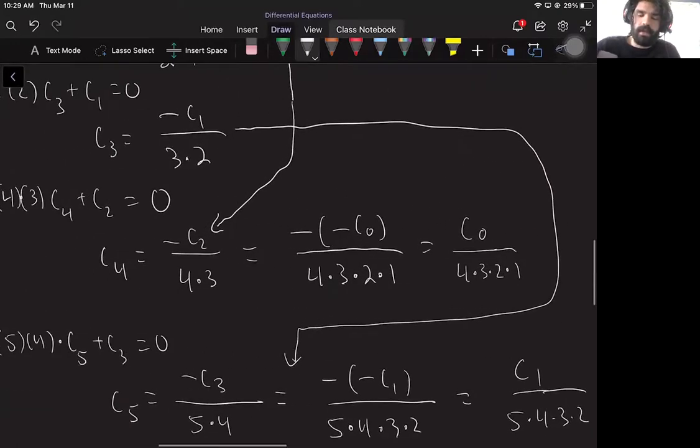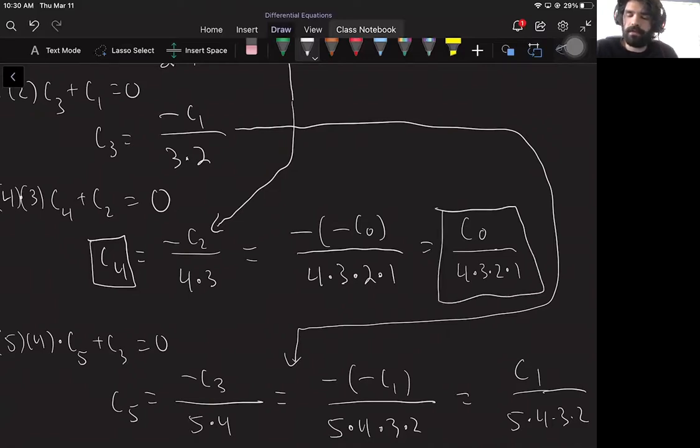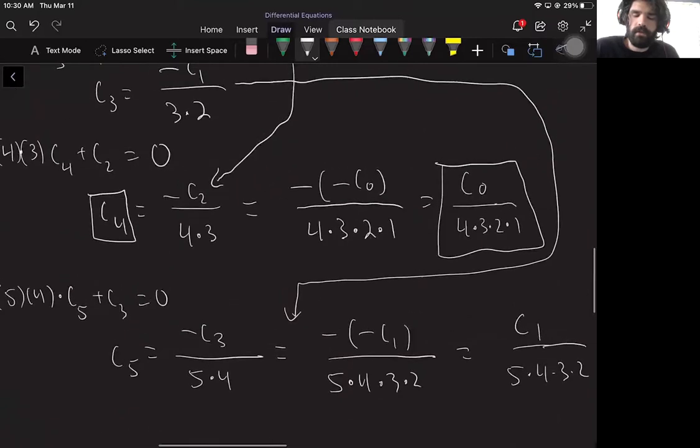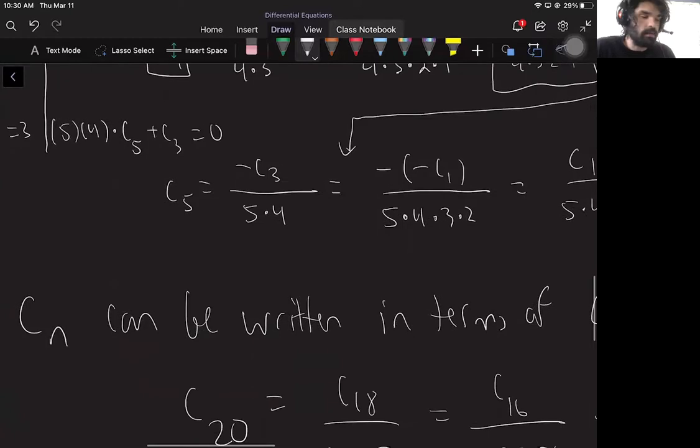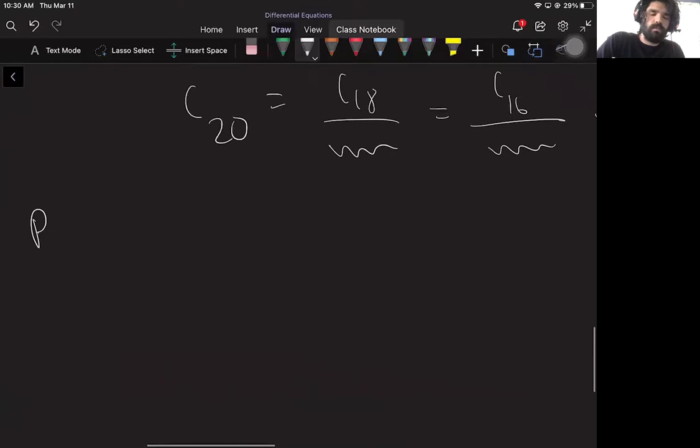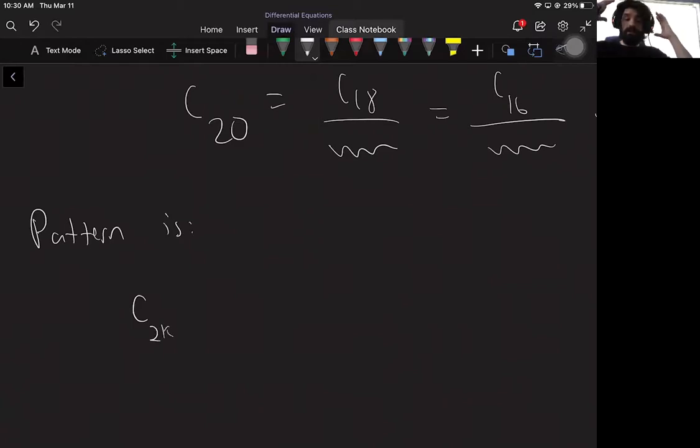So the next guy, C6, would be written in terms of C4. And then I would be able to replace C4 with all of this stuff. So it takes me all the way back to C0. So what's happening is it depends on if the n is even or odd. So that's what we're going to break the cases into. So the pattern is, if it's an even number, you can write it as 2 times k. That's the trick. So even numbers look like 2 times something.